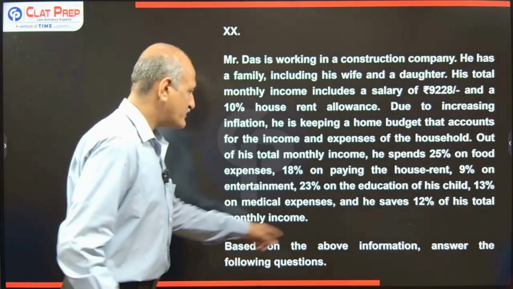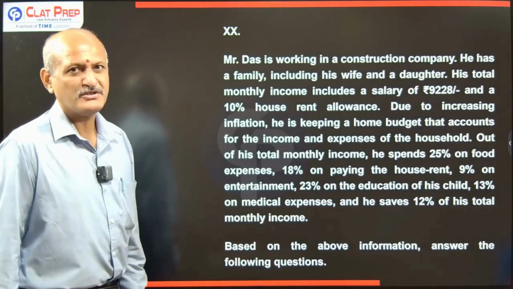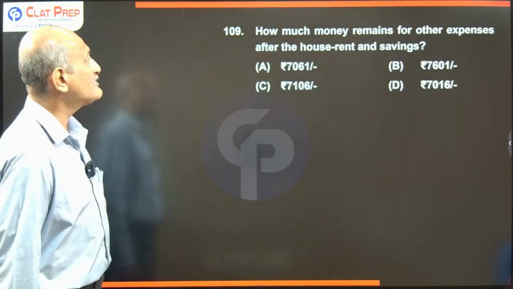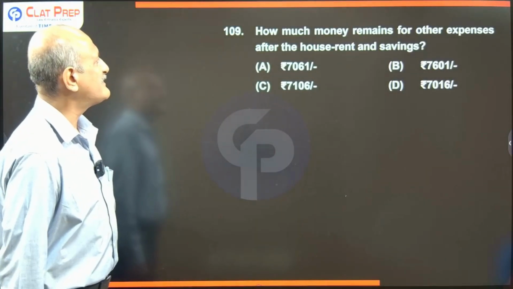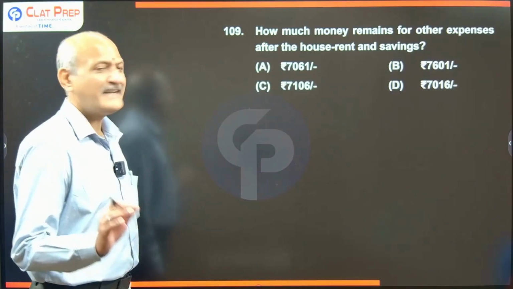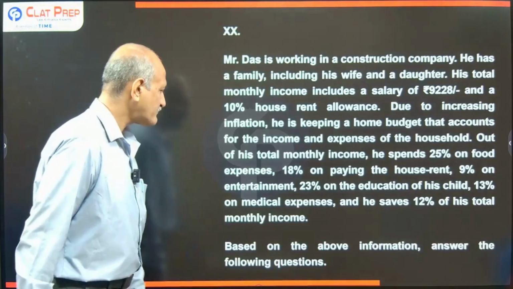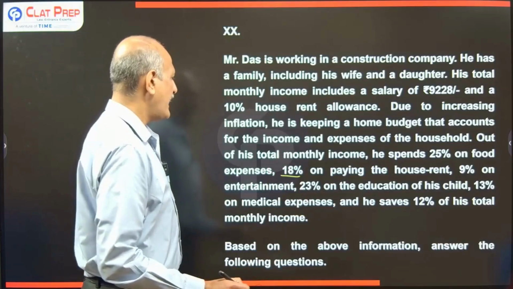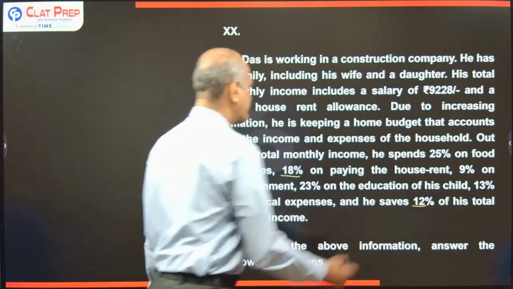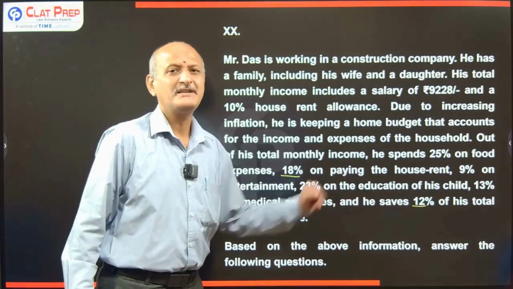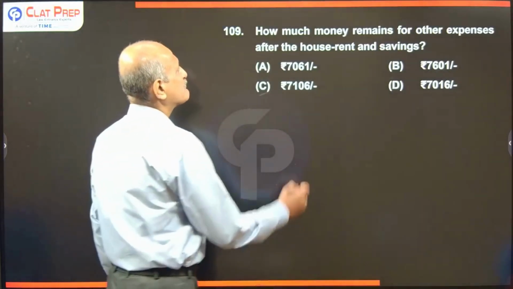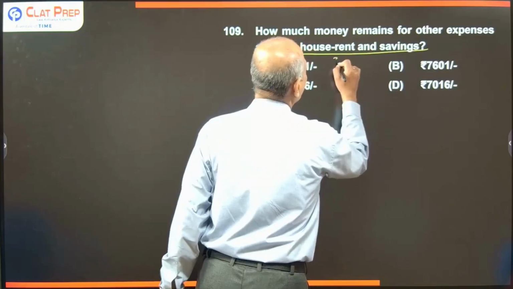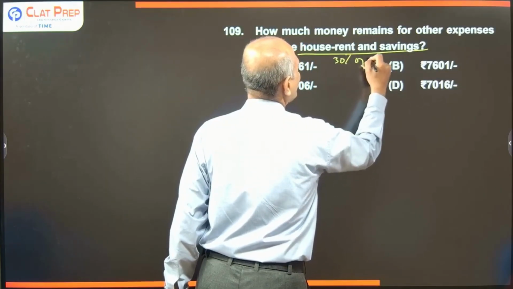Now based on the above information, let's answer the following questions. See this first question. It reads, how much money remains for the other expenses after the house rent and savings? Please observe this. For house rent, it is 18%, and he is going to save 12%. 18 plus 12 is 30%. So for these two categories, house rent and savings, it is 30% of the income.